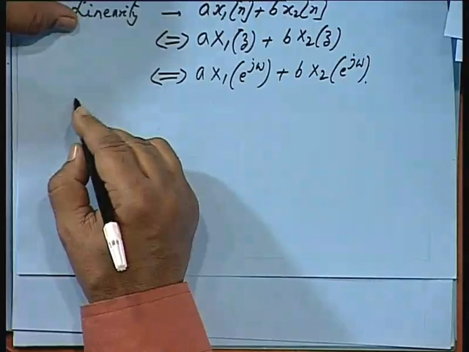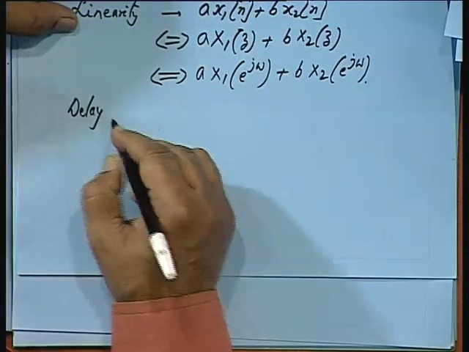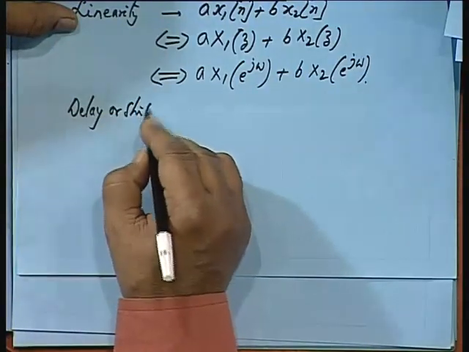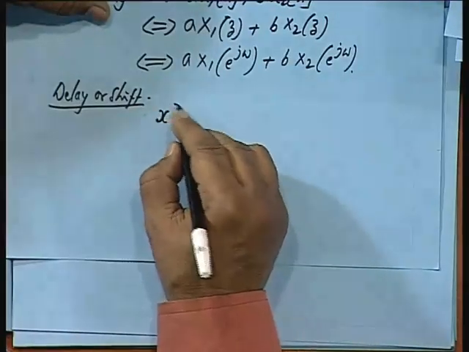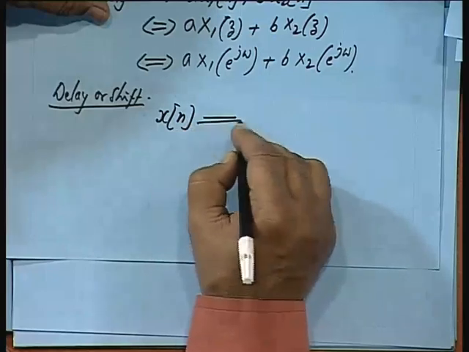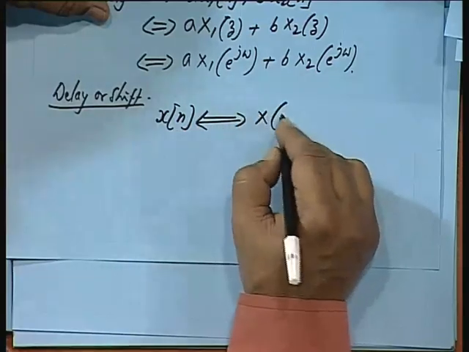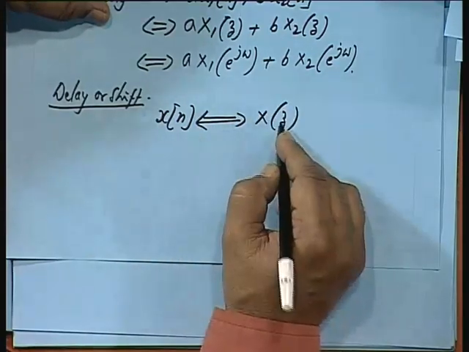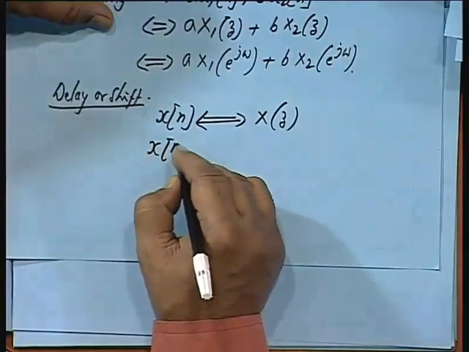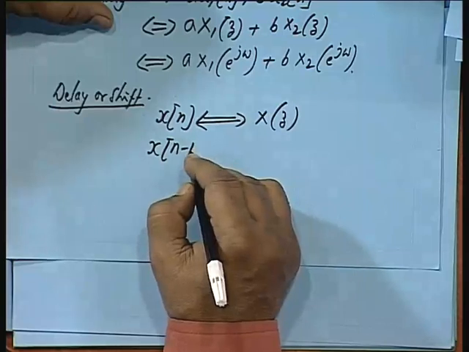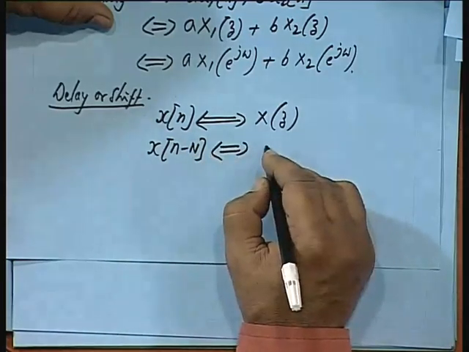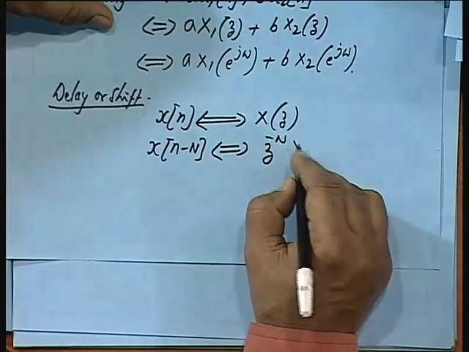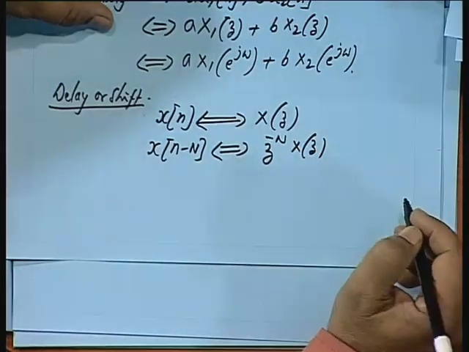Then delay or shift, this also we observed earlier. If x n is having a transform x z, then x n minus say capital N will be z to the power minus N x z.